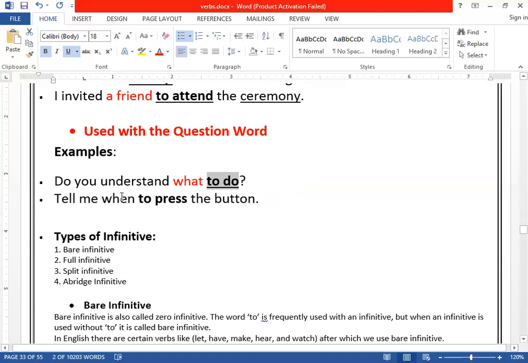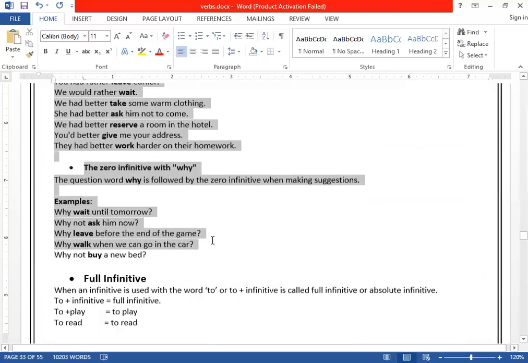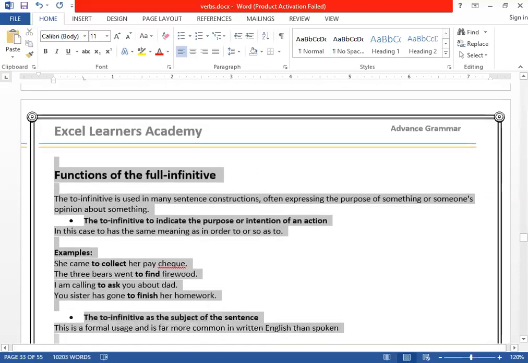Like for example, tell me when. When is a question word. Tell me when to press the button. So "to press" is called what? We call it an infinitive. So we can use infinitives with question words. Are you getting it? We have studied the functions of infinitives and when to use them, the different usages of infinitives. Now we want to move towards types of infinitives. Another topic. Which topic will we study now? Types of infinitives.